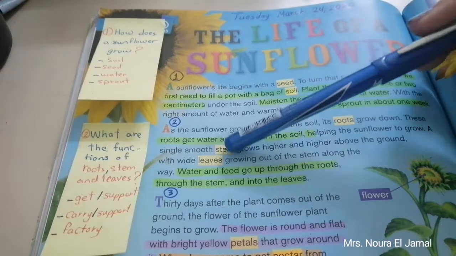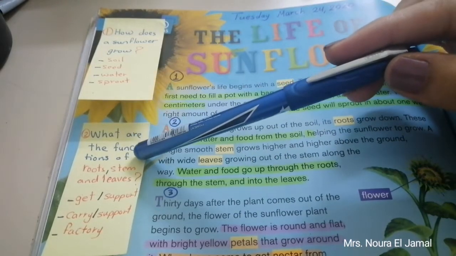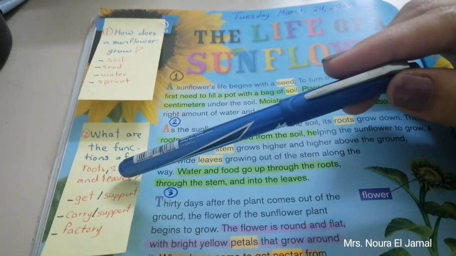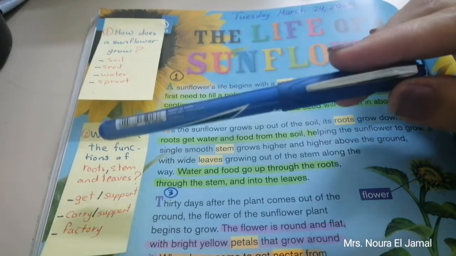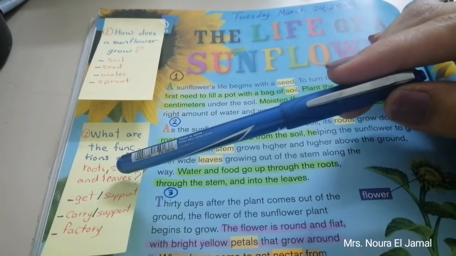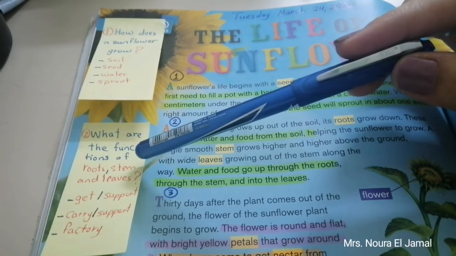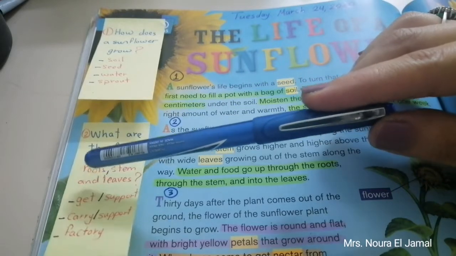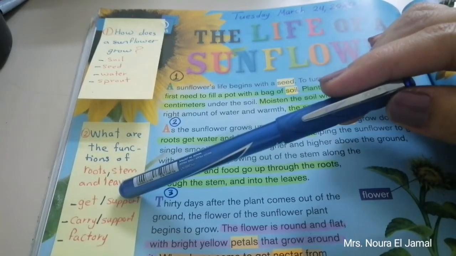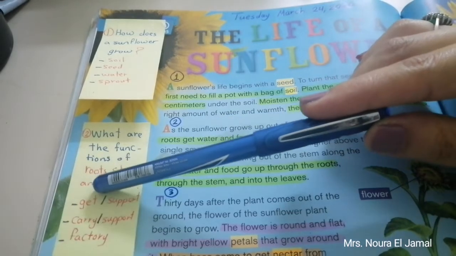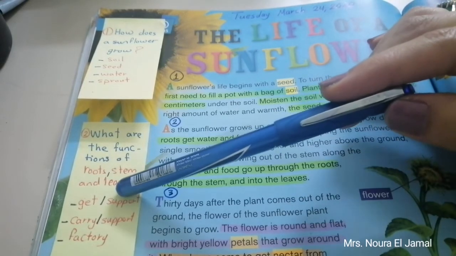So our second paragraph talks about what are the functions of roots, stem, and leaves. So the second paragraph talks about what? The functions of roots, stem, and leaves. What are the functions of them? The first one, roots, the function of it, get food and water and support the plant. Okay? I write only the word get to let you remember. Get food and water from the soil and support the plant.